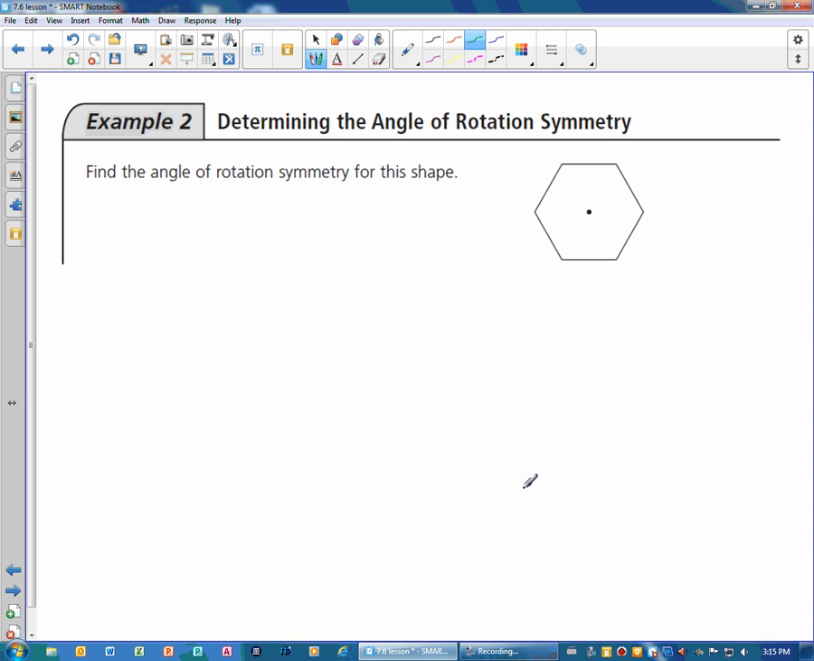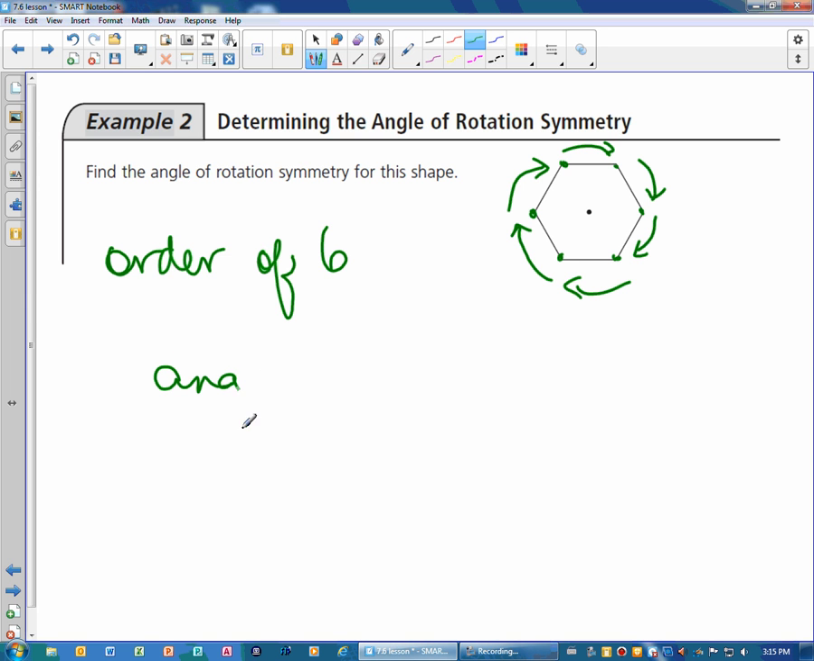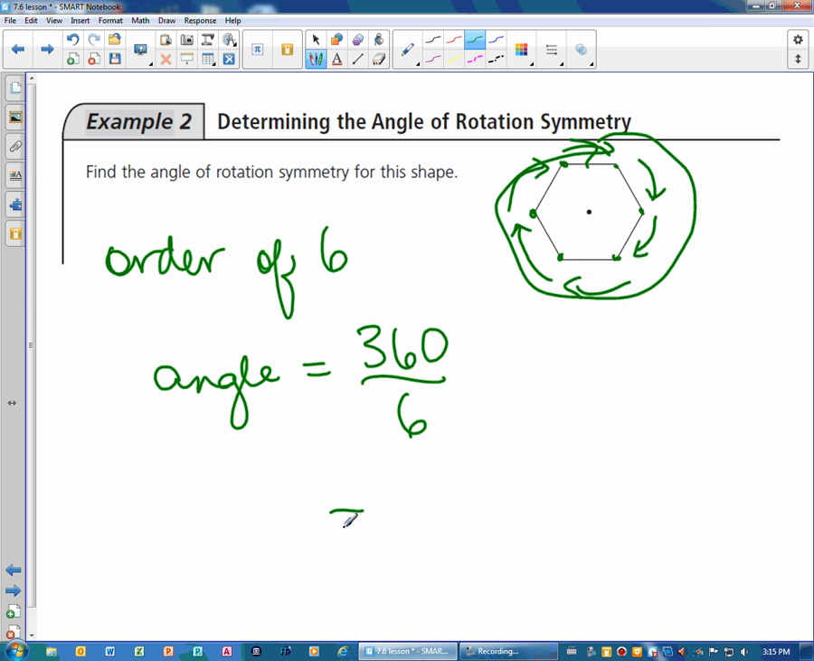So example number 2 says find the angle of rotation symmetry for this shape. We've already talked about this. If you have a hexagon with 6 sides, I can turn 1, 2, 3, 4, 5, and then 6 times. So it's got order of 6. So the angle can be calculated by taking 360, because it's 360 degrees the whole way around, divided by 6 turns. So each time I'm turning the shape, I'm going 60 degrees.